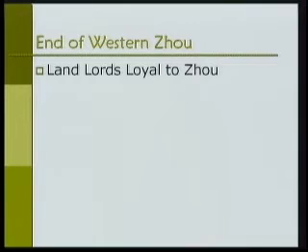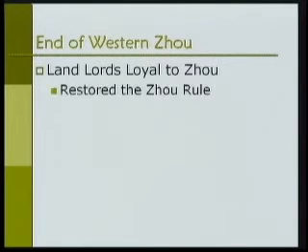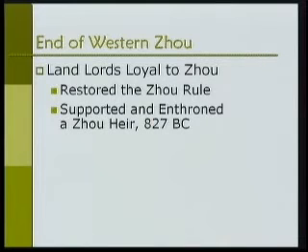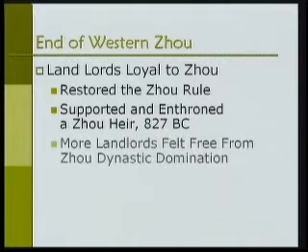Landlords, those who were still loyal to the Zhou Dynasty, restored the Zhou rule. They were still loyal to the Zhou people, although they did not like that one, King Yu. And so they supported and enthroned a Zhou heir to the throne in about 827 BC. So they brought another person, a Zhou person, to the throne.